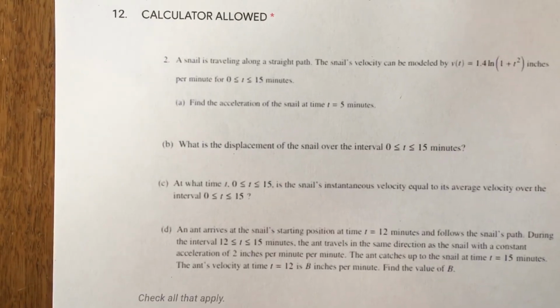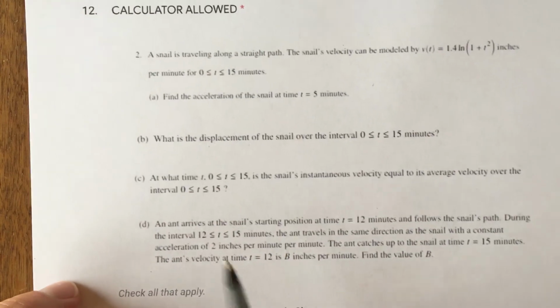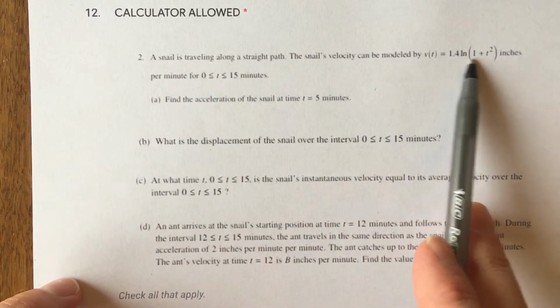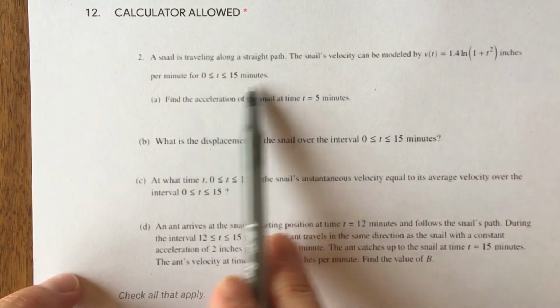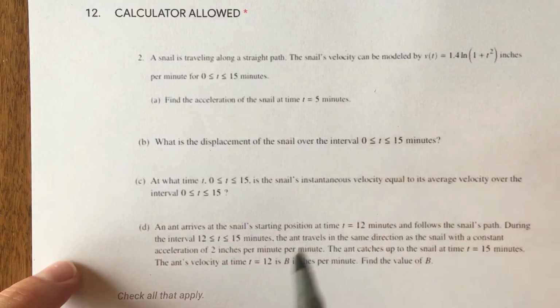All right, now we get to free response question 2 from day number 10. We have a snail traveling along a path. We're given the velocity of the snail for the first 15 minutes. So part A says find the acceleration at 5.